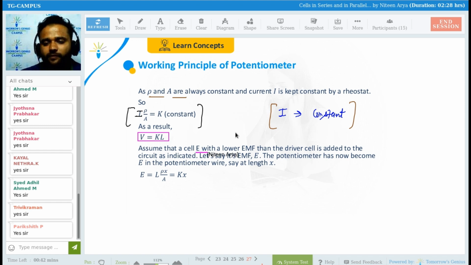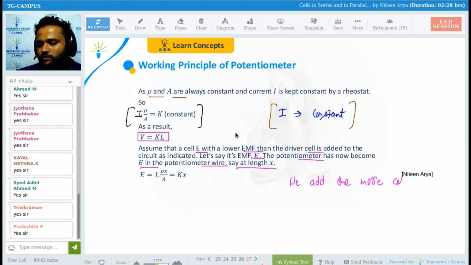Assume that a cell of EMF E, with a lower EMF than the driver cell, is added to the circuit. Now, let's say the EMF E balances at some particular length X in the potentiometer wire. Simply, we add one more cell. Okay, let me write it down. We add one more cell of EMF E.